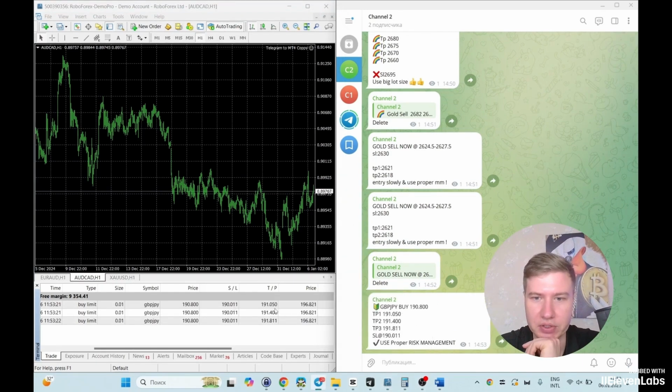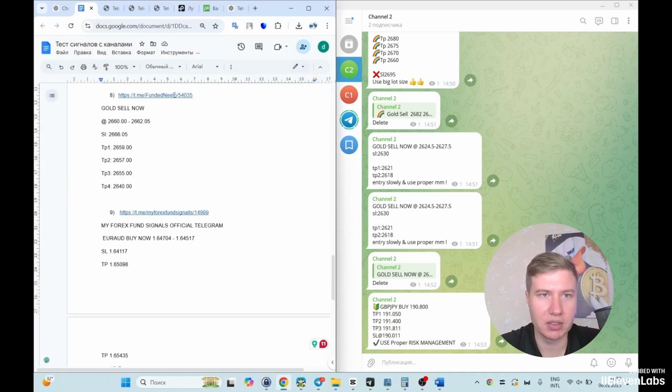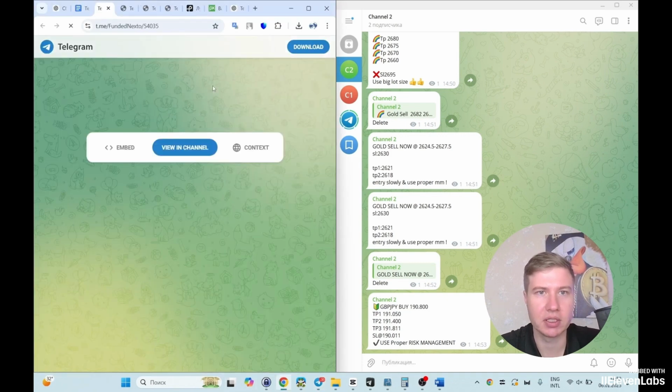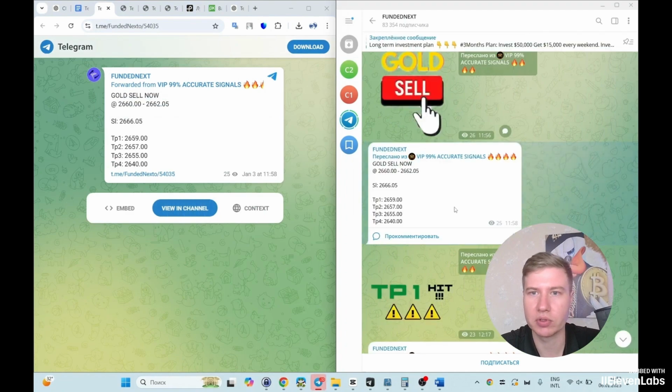Take profit expanded. 91.5, 400, 800, 11, correct. Signal 98, correct, and stop loss at 91. Correct. The signal was calculated correctly. The channel will be freely accessible. Here is an example of this signal.